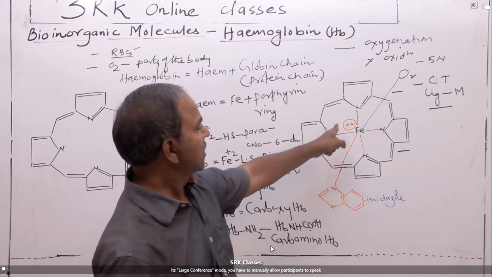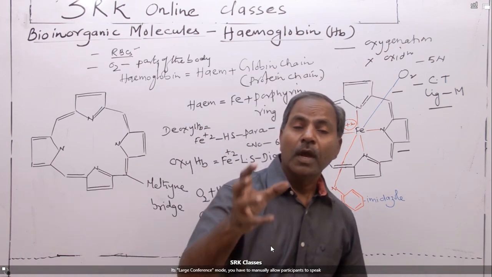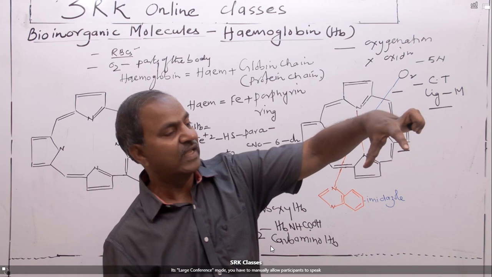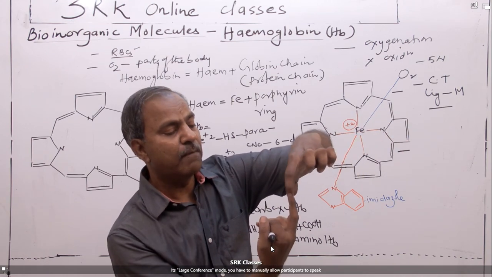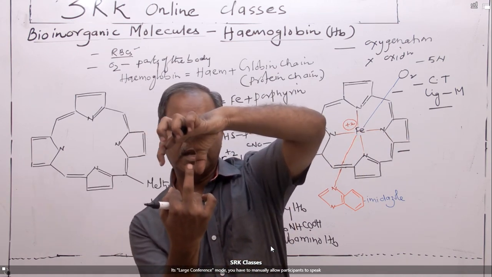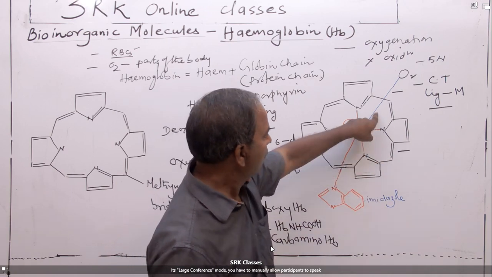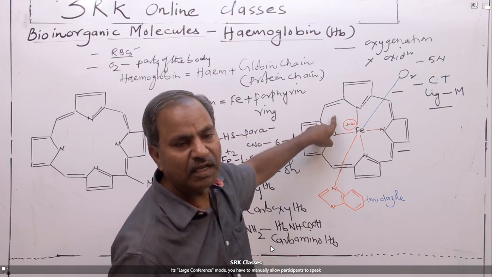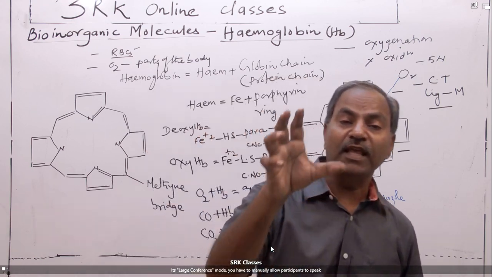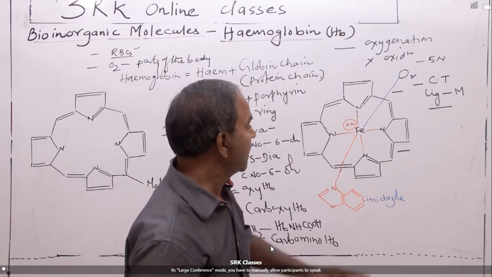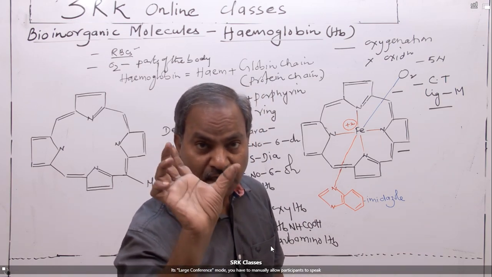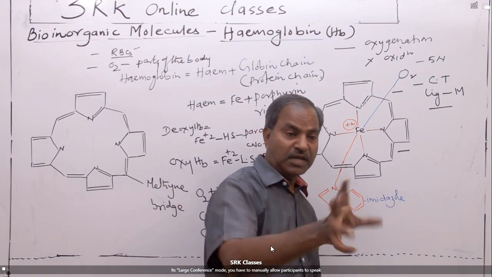Coming to the next point, how many metal chelates are there in this structure? See, this is the chelate ligand ring, and this is the metal. This ring is what we call a chelate ring. Here, first chelate ring, second chelate ring, third chelate ring, fourth chelate ring. Four metal chelate rings are there in hemoglobin. Each ring size is also important, as questions appear on it.